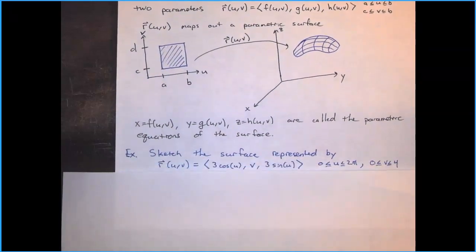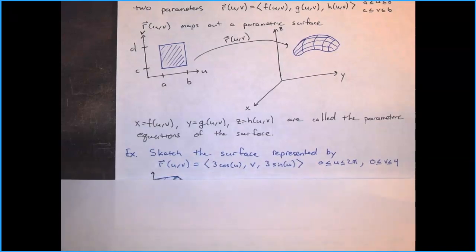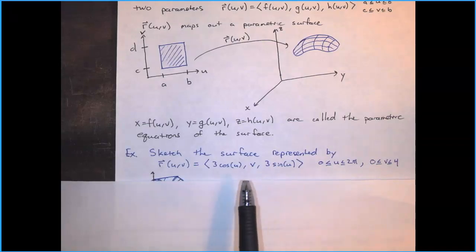Sketch the surface represented by this parameterization, where the first component is 3 cosine u, the second component is v, and the third component is 3 sine u. We're told that u goes from 0 to 2 pi, and v goes from 0 to 4. So let's look at what's happening here.